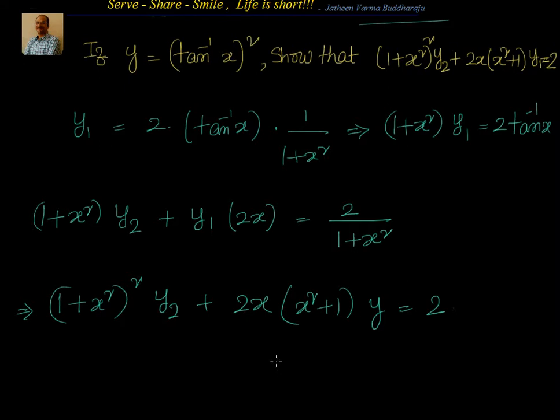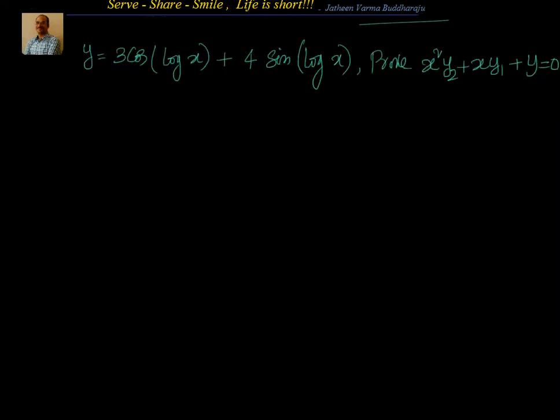So let's look at one more example. Let's look at this example. We have been given y equal to 3 cos log x plus 4 sin log x. We have to prove that x square y2 plus x y1 plus y equal to 0.